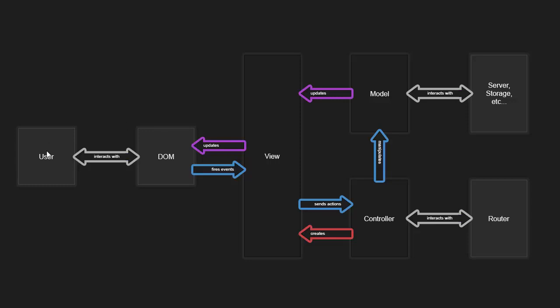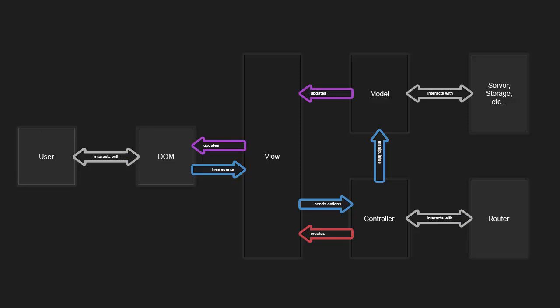So basically, we start off with the user, whoever's using your application, and he interacts with the DOM. Very straightforward. The DOM, the document object model, obviously is the elements on the page, the buttons, the links, whatever that the user interacts with. And there's two flows here, kind of. So let's start off with the user clicking a button or something.